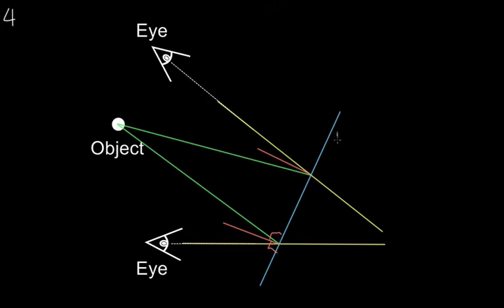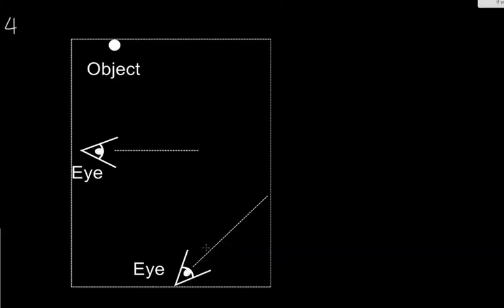So this is the plane mirror. This is the reflected ray. Both the yellow rays are reflected rays. This is the incident ray. And this pink one is the normal. And the same colours are the same thing for each of those eyes. Okay, now here's our second case.